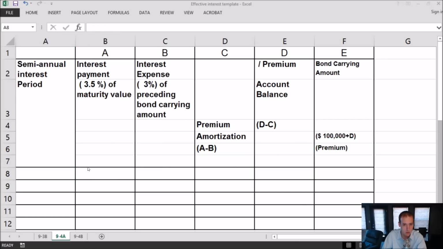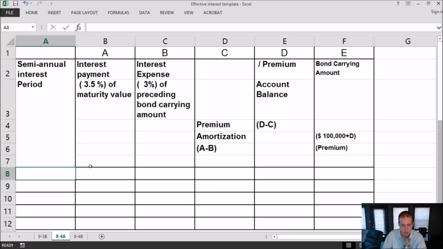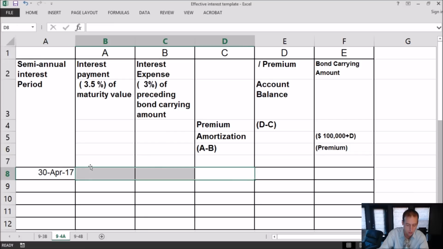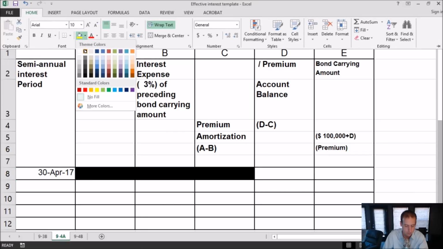Okay, so the first relevant period here is the issuance of the bond, April 30th. So let's fill that in. April 30th, 2017. Do we make a payment today? Nope. Do we have interest expense today? No, we just issued the bond. Do we have any amortization on our premium? No. So these first three cells shall not be filled in.